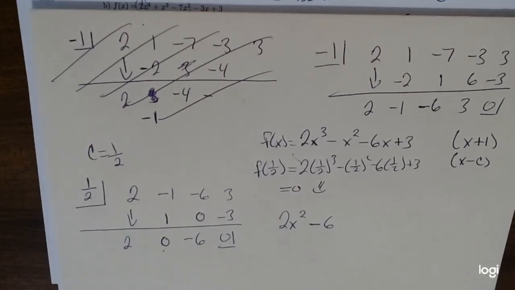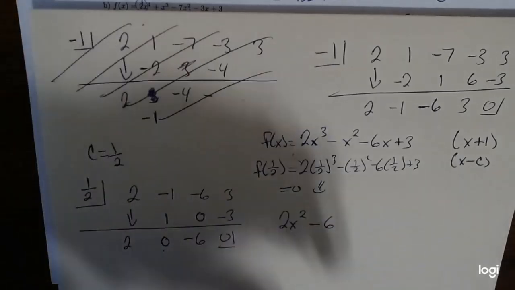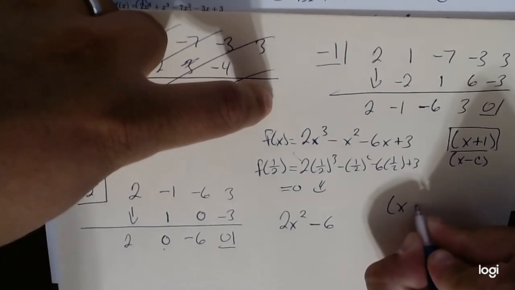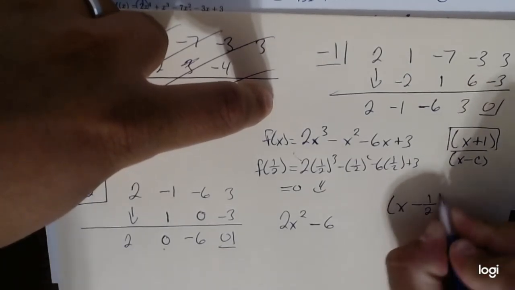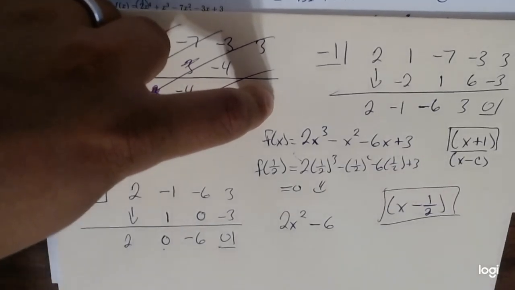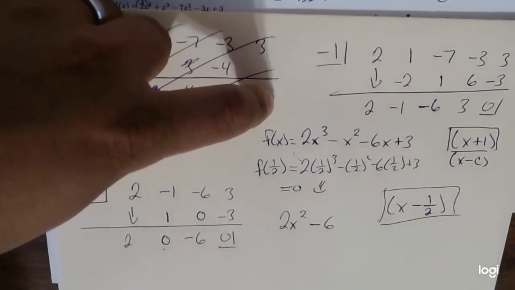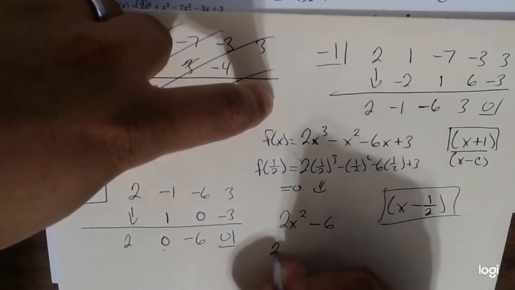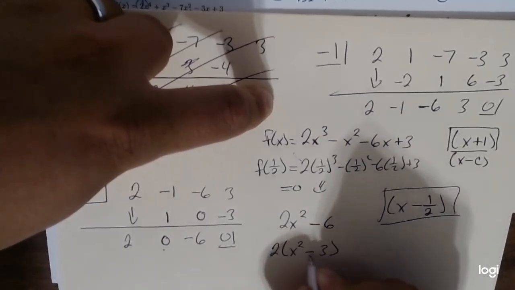All right, so let's just recap what we have. We have this x plus 1. Now we also have this x minus 1/2. Again, that's our other factor. So we still have 2 factors. And the next thing is just to factor this. It's a binomial, so we can just take out what we have. So this is the same thing as 2x squared minus 3.